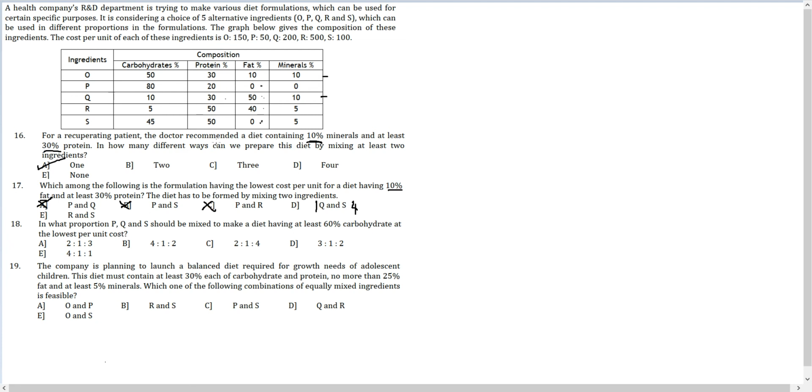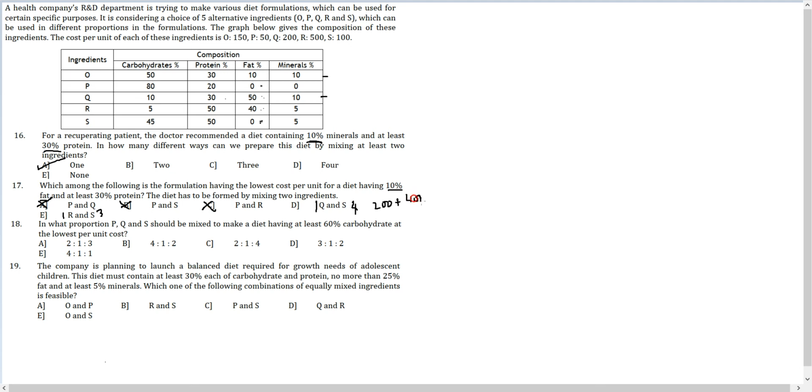Let's look at R and S. R is how much? With R and S, 40 and 0. Let me break it down. So I would need 3 units of S and 1 unit of R. Okay. And now I have identified two pairs where the constraints are being met. The next thing I have to see is where the cost per unit is lowest. Cost of Q is 200. 200 plus 400 divided by 5.